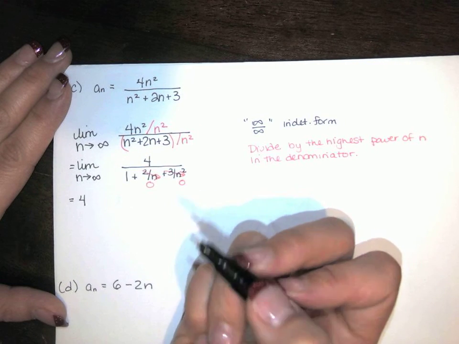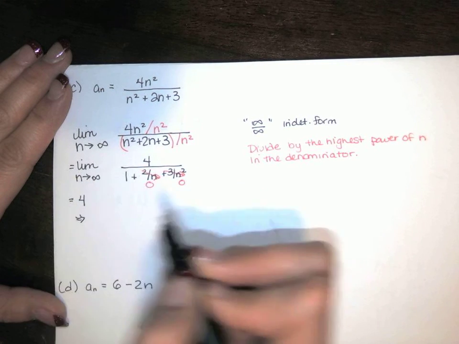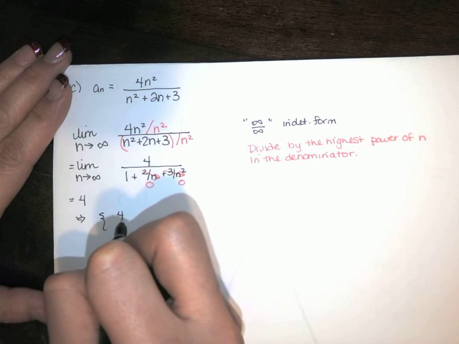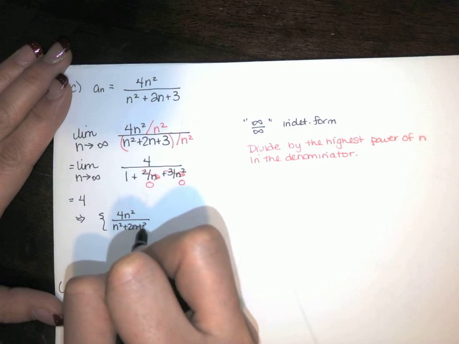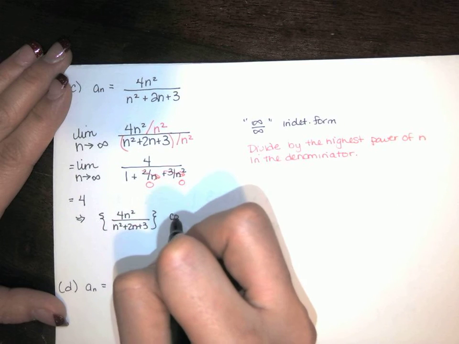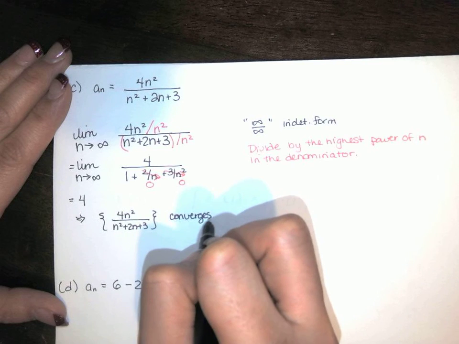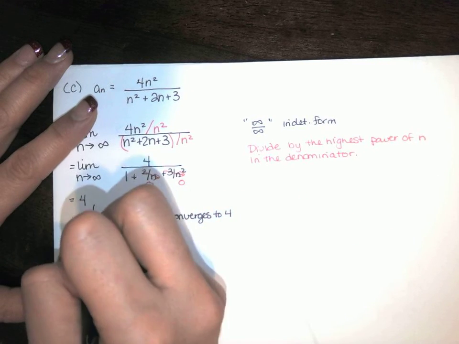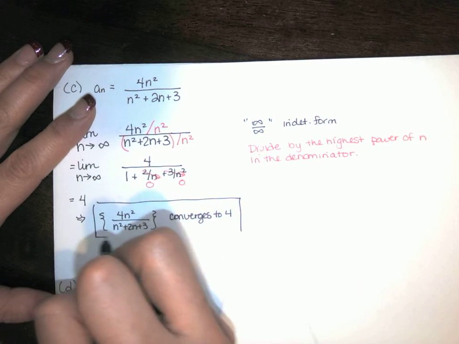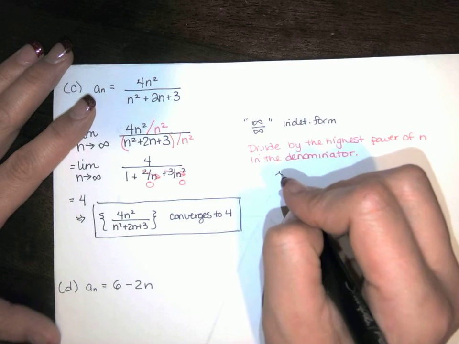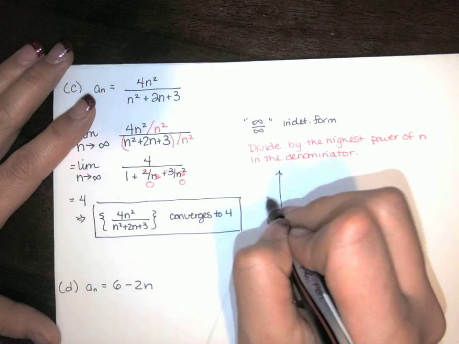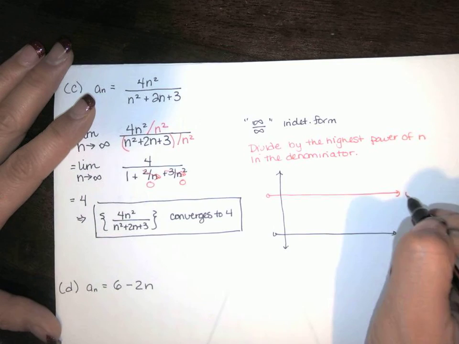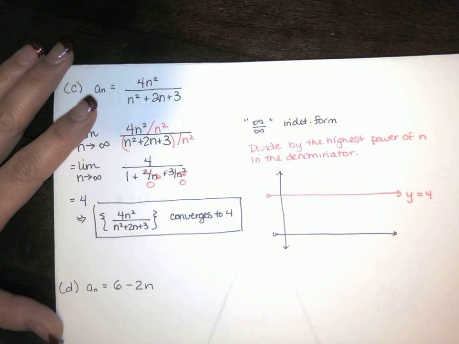So what does that mean? Well, one thing that it means is the sequence converges to 4. You might say, well, what does that mean? Well, I'd have to plot some points to figure it out, but I know that y equals 4 looks like this.